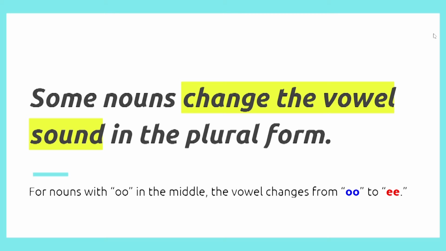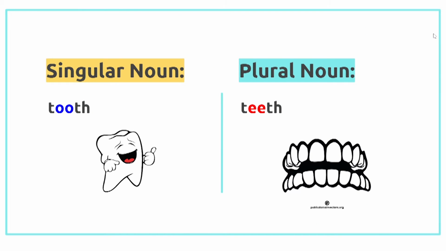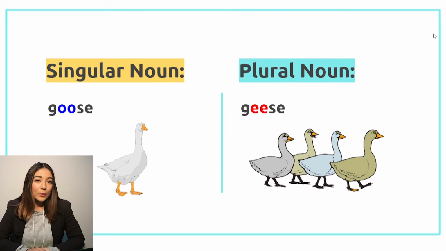When we want to form the plural, we change the double O to a double E. We change the vowel sound. So whenever we see a word that has a double O, we can remember to change it to a double E because we want to change the vowel sound. For example, tooth. Tooth being the singular, teeth being the plural. Or goose. Goose being the singular, geese being the plural.